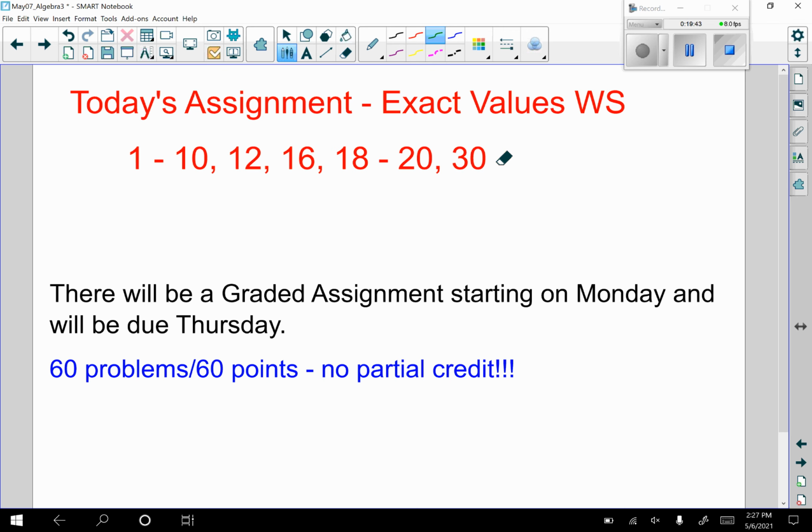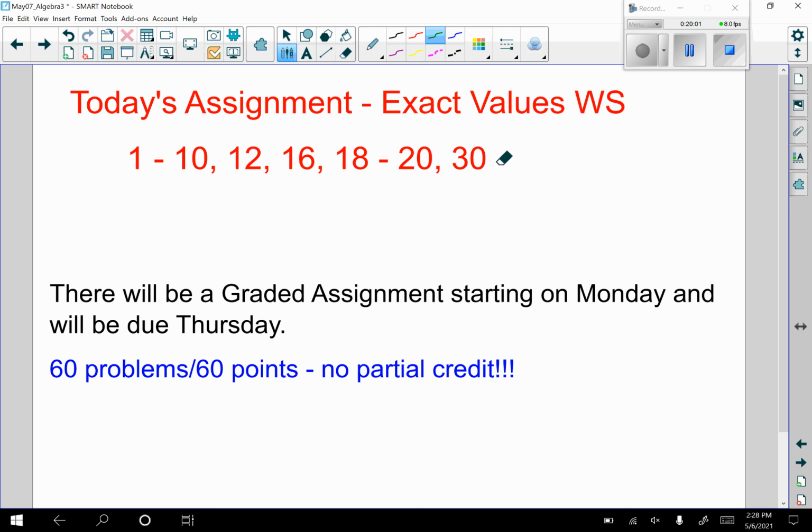Now you still have to show work. If a problem requires work, and you don't show work but you have an answer, it's not going to count. Every problem is just worth a point, and the entire problem has to be correct, including the work. There's no partial credit, which means I want you to take your time on this. Go back and look at your notes. If you need to go back and watch some of the videos, you can too.